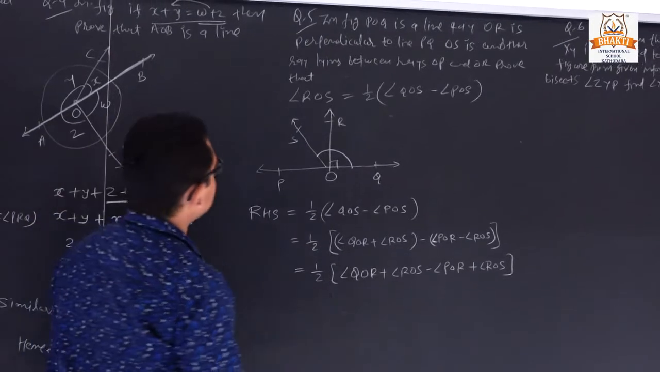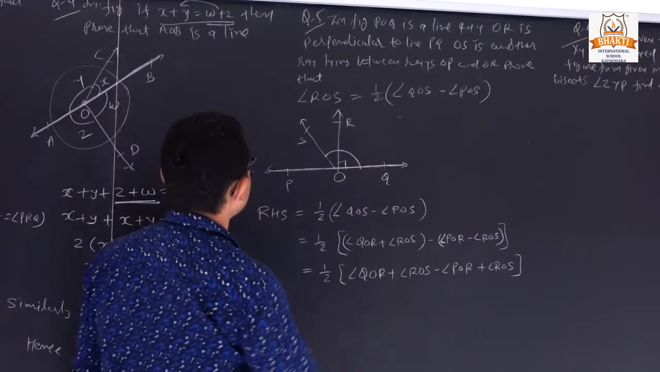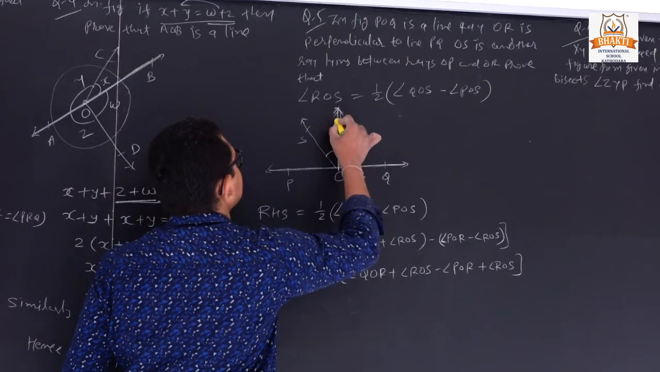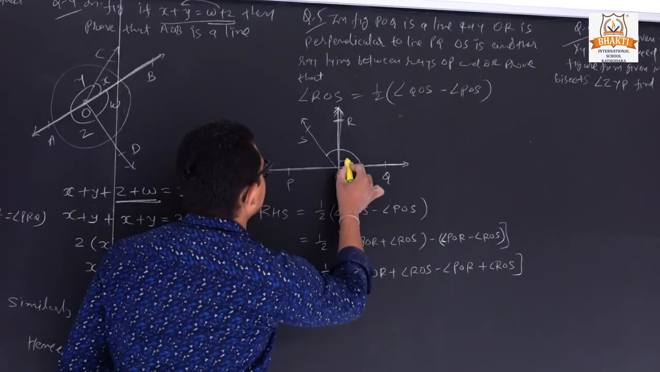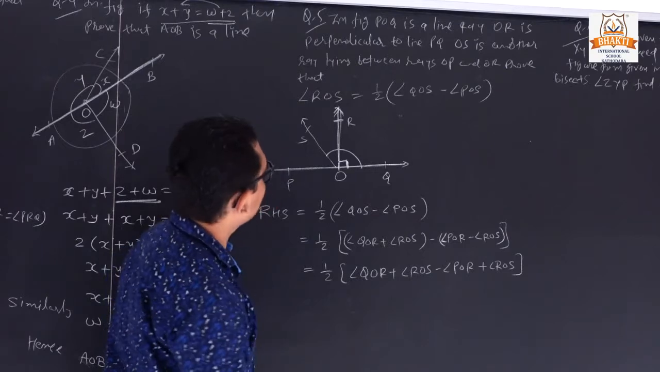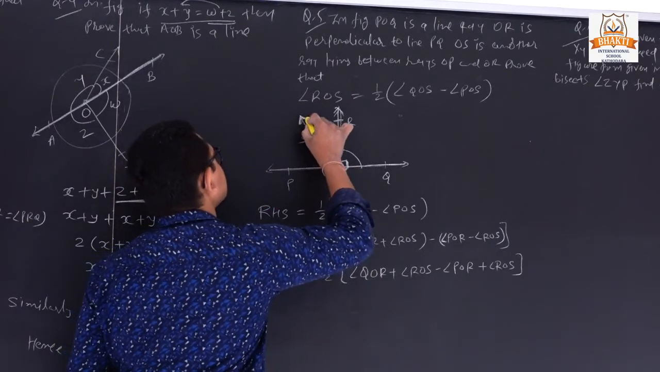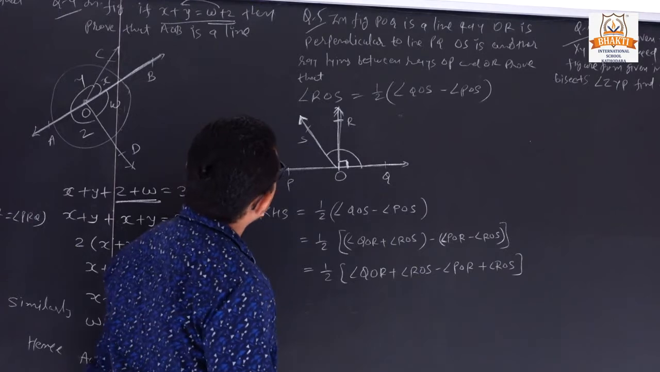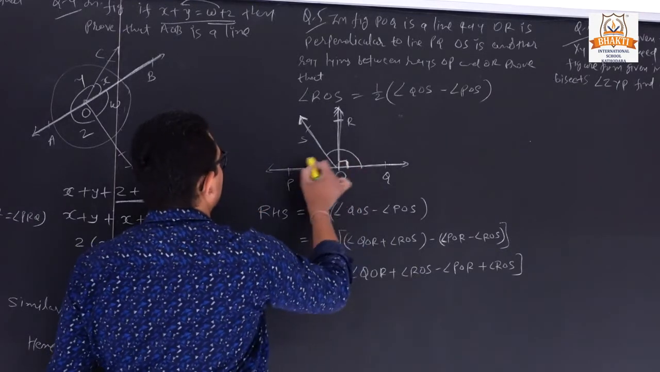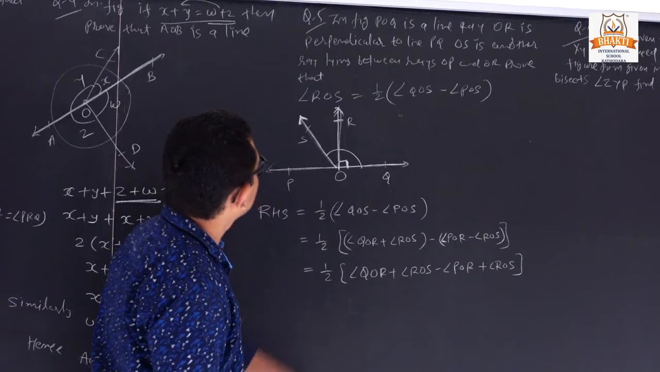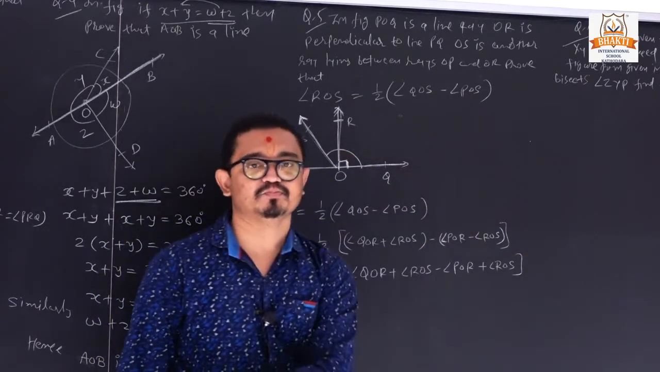Figure POQ is a line. This is a line POQ. OR is a ray. So it is a ray perpendicular to PQ. Perpendicular means 90 degrees. And OS is another ray lying between OP and OR. So this is OS. So we need to prove ROS is equal to this expression.